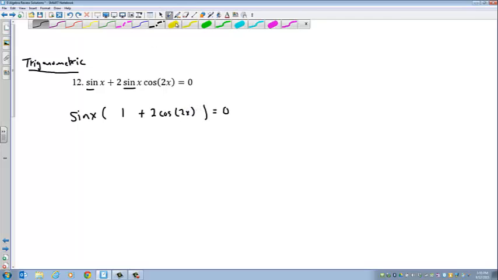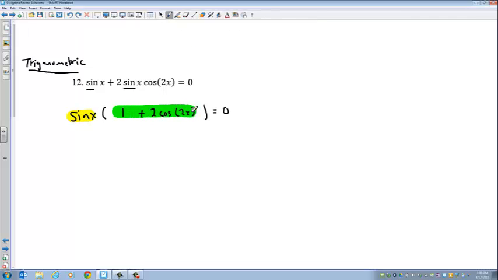And what this gives me is two things. This times that is equal to 0. If it's equal to 0, then I know either this is 0 or that is 0. So that's a nice observation. And so I know either sine of x is equal to 0, or I have 1 plus 2 cosine of 2x equal to 0. And so my one equation, when I factored it, turns out to be actually solvable in terms of two equations. So I want to solve this one and that one.